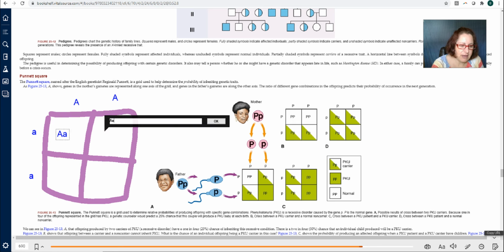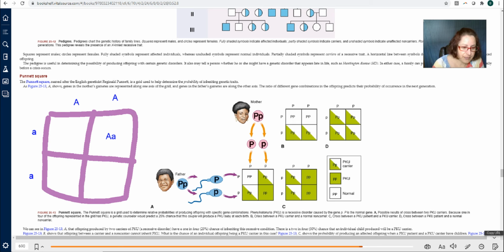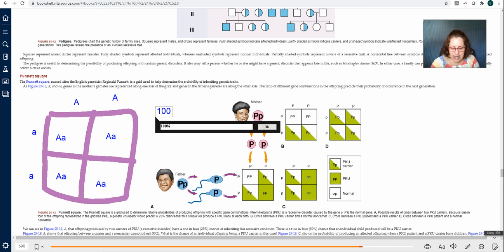Every baby is going to have the identical results because mom only has capitals to give, dad only has lower cases to give, or the other way around. Every baby is going to have the same component. So we have 100% chance of that baby having whatever that is.